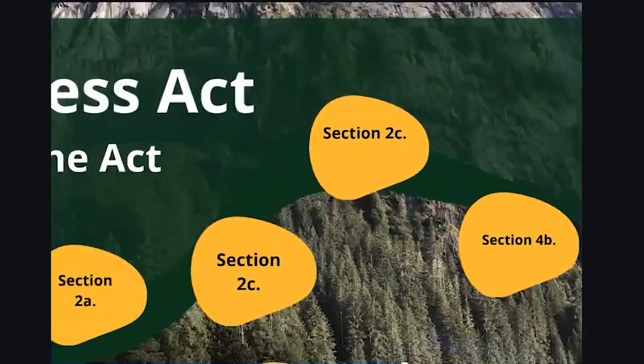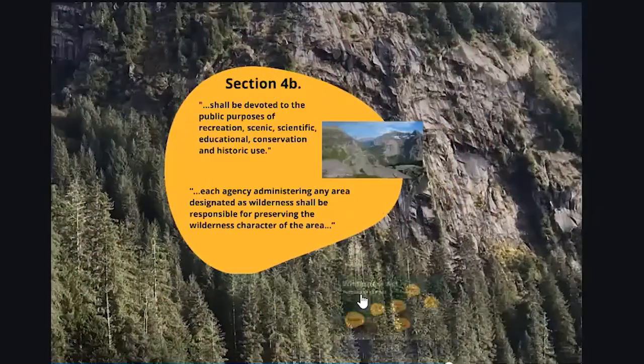So in the next one, we get into section 4B of the Wilderness Act, and it talks about the public purposes, which are recreation, scenic, scientific, educational, conservation, and historic use. These public purposes are at the heart of the human side of this, of what people might seek out in these places and what these areas might be used for. And instead of being developed into urban places or places where resources are extracted, there are these other values, some more tangible than others, and really the value of the lands themselves and the inherent values that exist there.